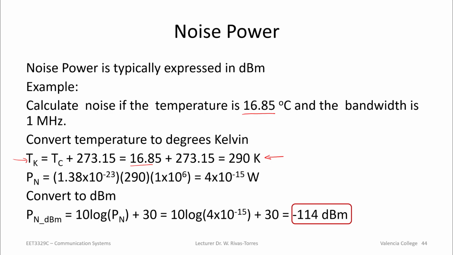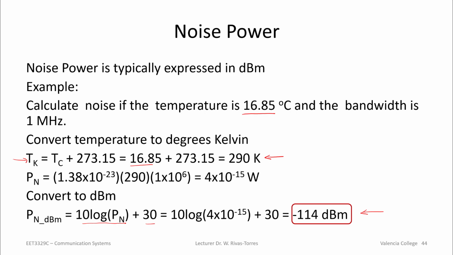Now let's convert it to dBm, right? So here we go. We're going to do 10 log of that power in watts plus the 30, right? And within a 1 megahertz bandwidth at 290K, you end up with minus 114 dBm.